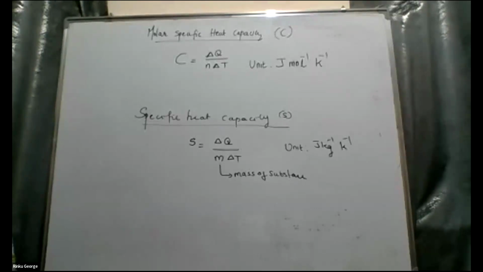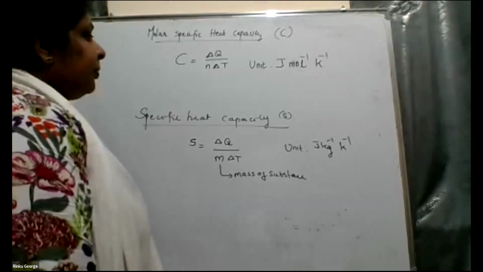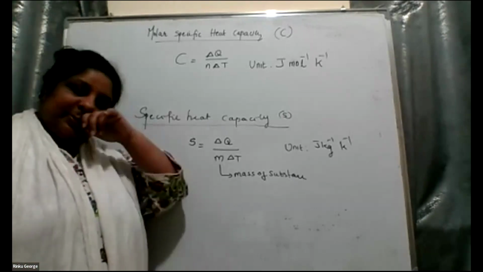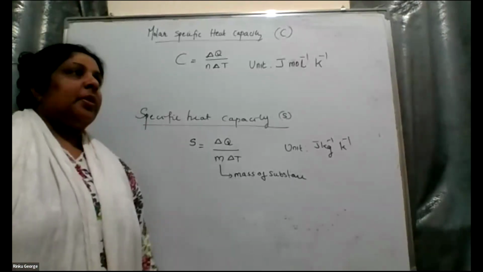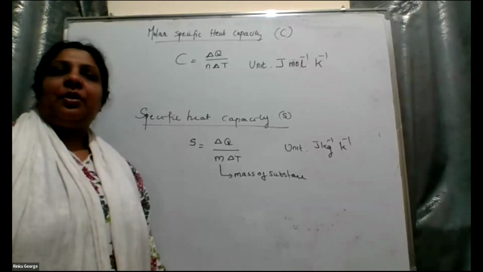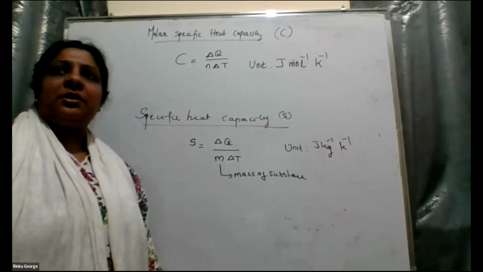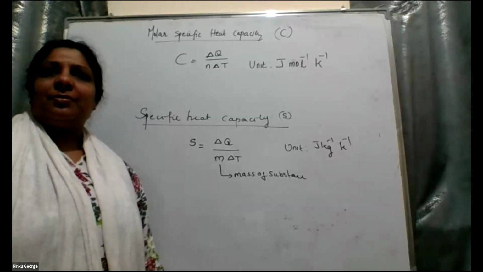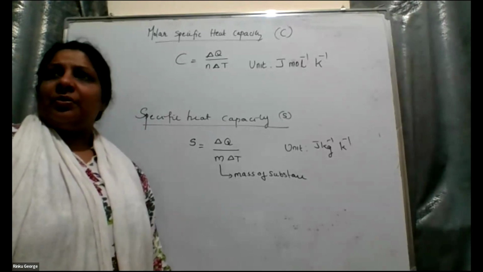Finished, right? Okay. Now next is CP and CV. Have you heard? Molar specific heat capacity at constant volume, constant pressure. You have not heard of all these terms?